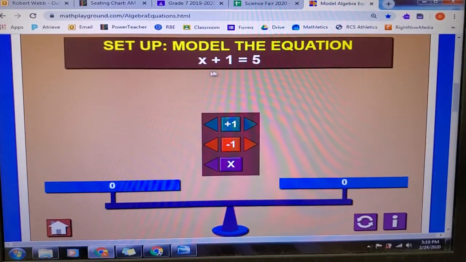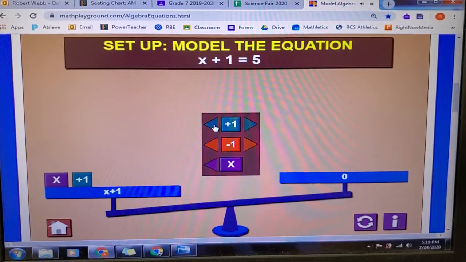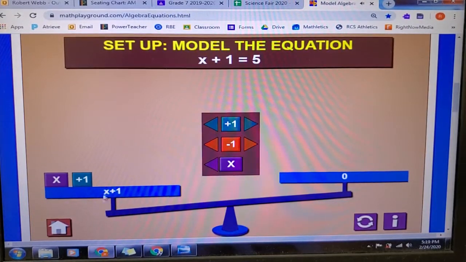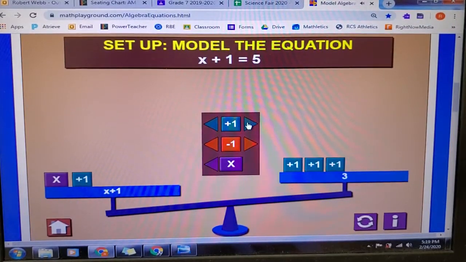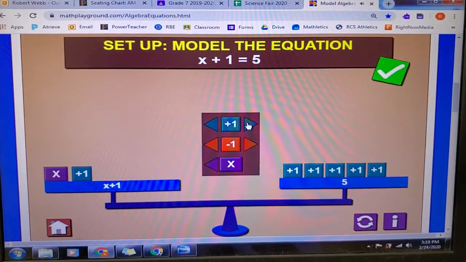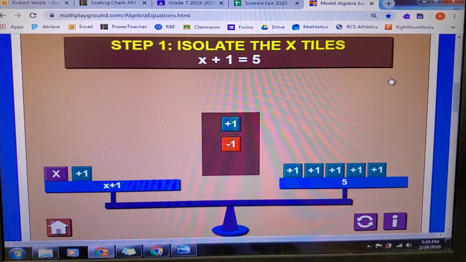So if I look here, I have an x and I have a plus 1. So let's put an x on the left and a plus 1 on the left. Notice that this goes down because it's heavier. And on the right side, to balance it, we need to put 5 plus 1s, which is the same as 5. 5 and x plus 1 is equal. And I have my equation, so I'm going to press check mark.